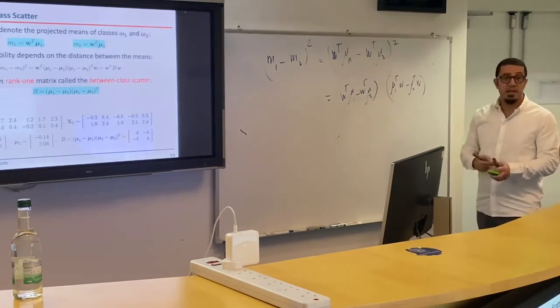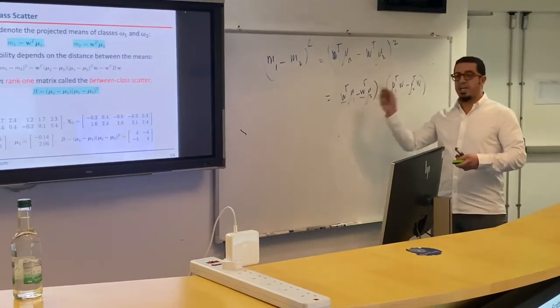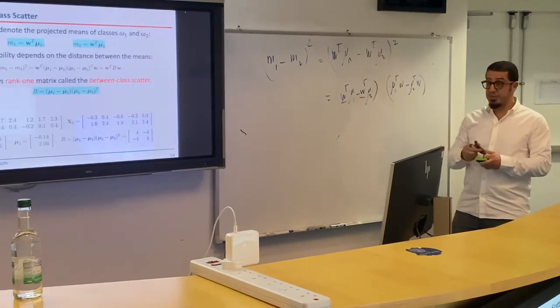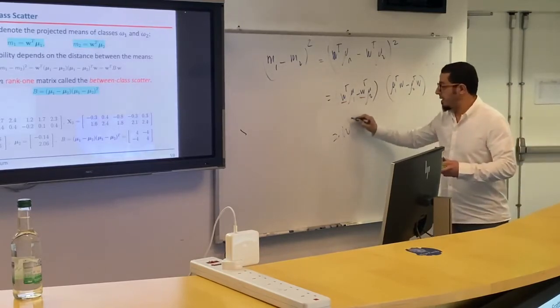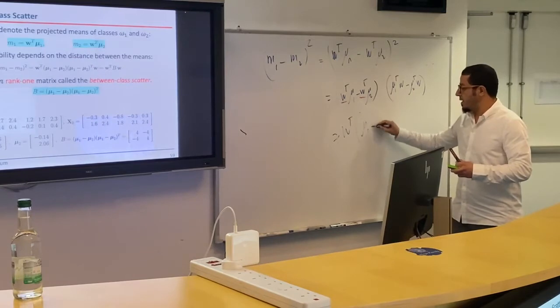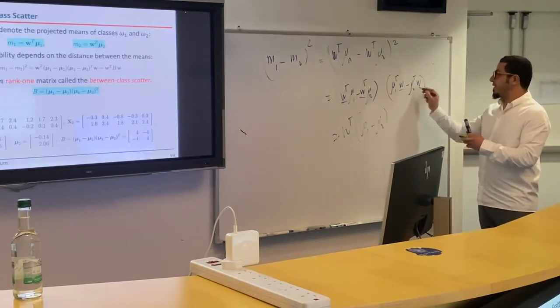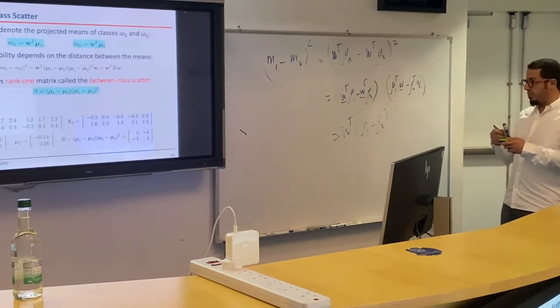Any idea? Look, this is a common factor. Can you take it outside? But what is the side? What will be here? It's important, the side. What will be here? W transpose times mu1 minus mu2. Here again, this and this. Can you take it outside? Yes. So what will be here?